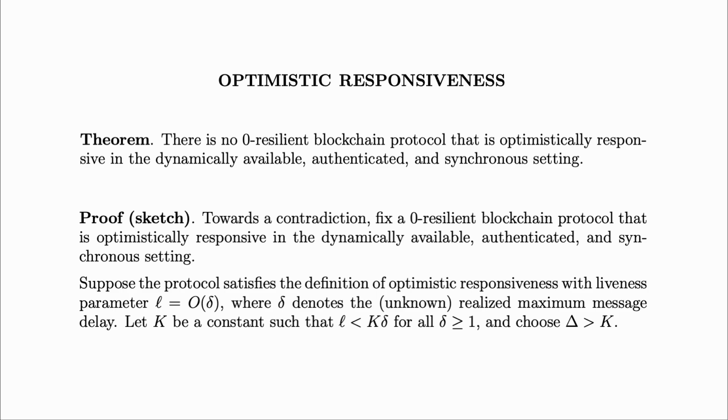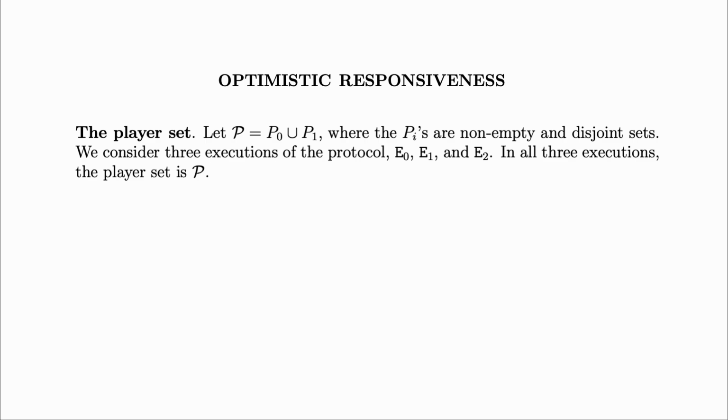What we're going to do here is suppose that actual message delivery is much quicker than our known bound Delta, at least by this factor of k. Then we consider a standard indistinguishability argument. Let the player set P be P0 union P1, where P0 and P1 are non-empty and disjoint sets. We're going to consider 3 executions of the protocol, E0, E1, and E2. In all 3 executions, the player set is just P.